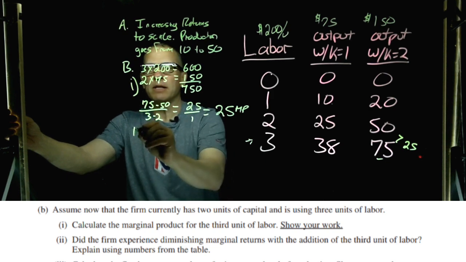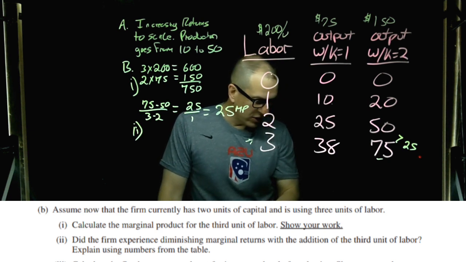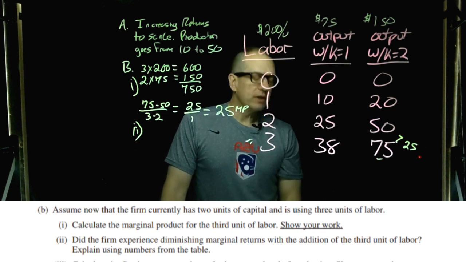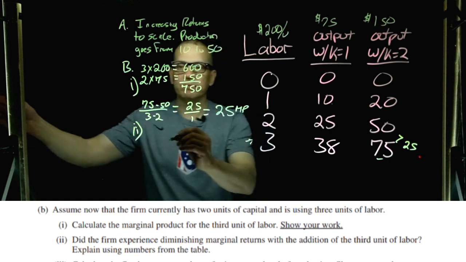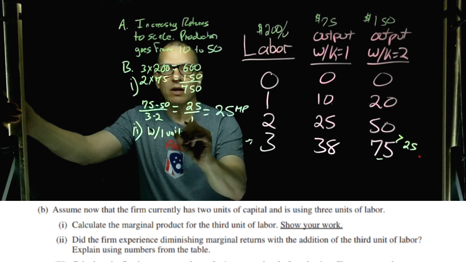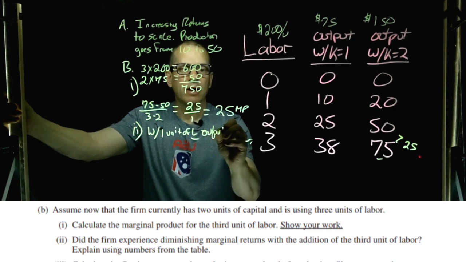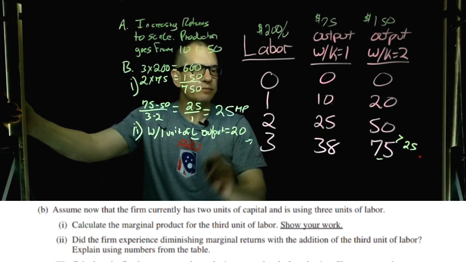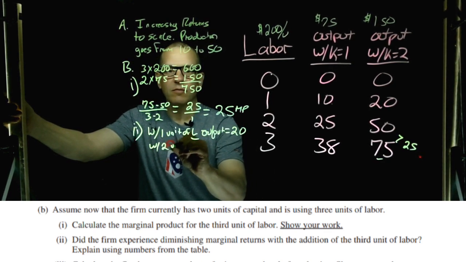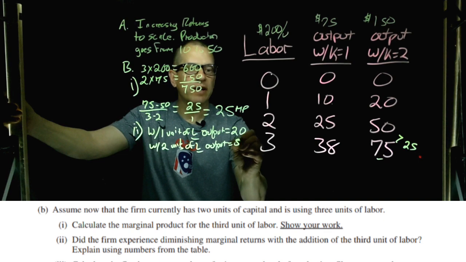B2 asks the question, did the firm experience diminishing marginal returns with the addition of the third unit of labor? Explain using numbers from the table. Well, let's see what kind of output we have here. With 1 unit of labor, output equals 20. With 2 units of labor, output equals 50.